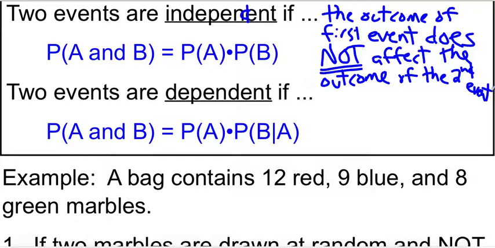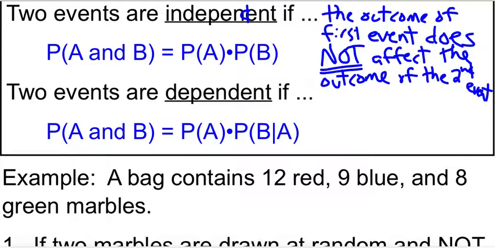If you draw a card out of a deck of cards and then put it back and draw another card, that would be another independent event. So to find the probability of independent events, like the probability of flipping a heads and then another heads, you just take the probability of the first event times the probability of the second event.